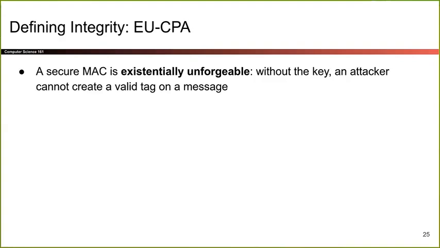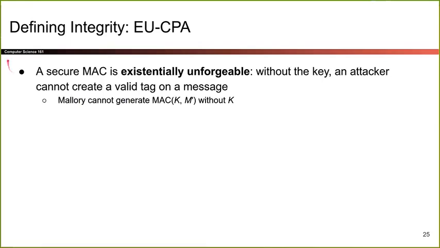It's kind of a fancy term, but all we're saying is that if you don't know the key, you can't create a tag yourself. So when Mallory sees the message and she doesn't have the key, she can't create her own tags. Because if she could, then we're back in the situation with the hashes. All she has to do is change the message, change the tag, and then it'll check out. But if the MAC is secure and not forgeable, then Mallory can't forge a tag for her own message.